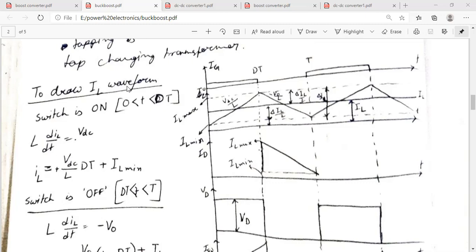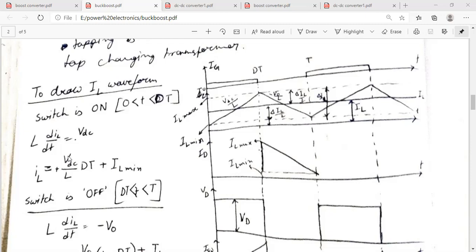This is the drawing of the inductive current waveform. When the switch is on, that is between 0 and dT, we can see the inductive voltage is charging, and during that time it is similar to the DC voltage. If I integrate this, we will get IL equal to VDC by L dT. So VDC by L in this case is the slope of the current for this waveform. And the minimum current you have to maintain for the continuity of the signal.